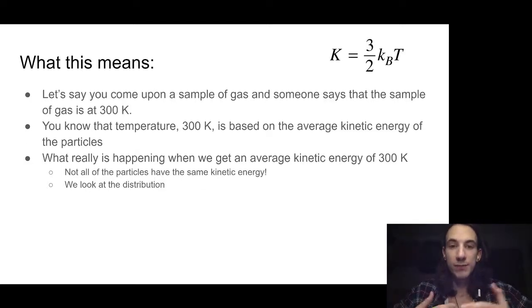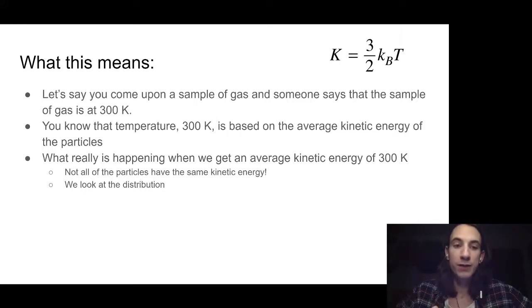This idea of entropy is a measure of disorder and how spread out our energy is. So what this means, we're going to do another thought experiment. Let's say you come upon a sample of gas, and someone says that the sample of gas is at 300 kelvins, above room temperature. You know that this temperature, 300 kelvins, is based on the average kinetic energy of these particles. The temperature is not an energy, but it's based on it. So how can we work it out so that the average kinetic energy gives us a temperature of 300 kelvins?